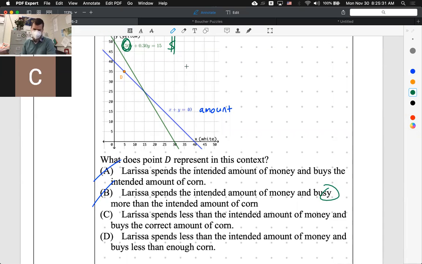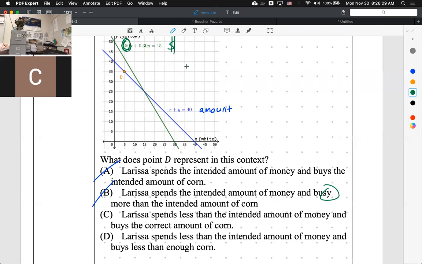But look at C and D. C and D are both saying she spent less than, and that's true. It's underneath the correct value. It should be up here, and it's under that value. So she did spend less than the intended amount of money. So both of those first parts of the sentences are correct. Let's read the second half of these sentences. And buys the correct amount of corn, or buys less than the amount of corn? What do you guys think? Did she buy the correct amount of corn or did she not buy enough corn? I'll give you guys some time to think.